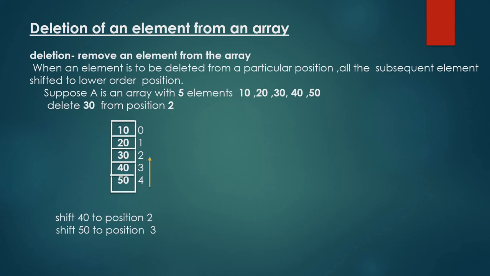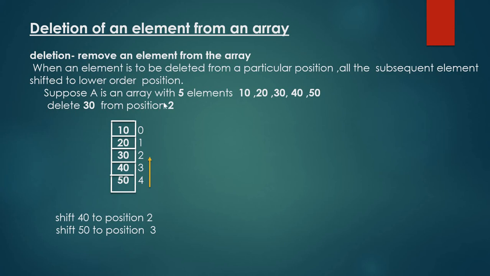When an element is to be deleted from a particular position, there are three steps. First, we need to copy that element from the position to one variable ELE. After that, we need to shift the remaining elements to the lower order position, and after that we need to decrement the number of elements by 1. Then we can discuss it with one example.